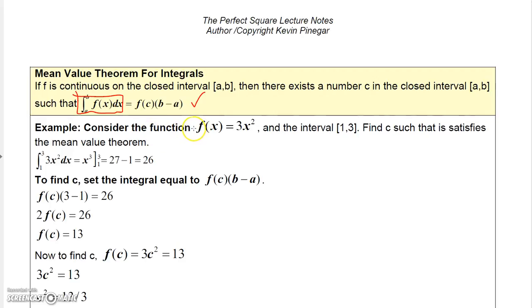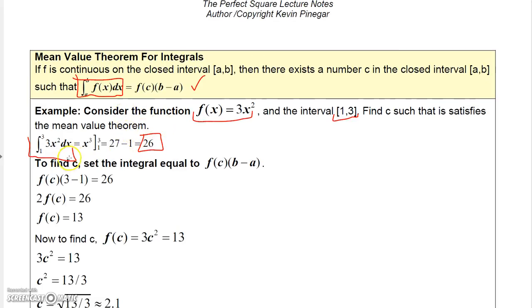So suppose you're given a function 3x squared, and you're given the interval from 1 to 3, and it says find c that satisfies this mean value theorem. Well, the first thing I want to do is find what this integral would be from 1 to 3. So I'm going to evaluate the integral of 3x squared dx from 1 to 3. I intentionally gave you an easy one here. This is just the integral of x cubed from 1 to 3. And if you evaluate that using the fundamental theorem of calculus, that's 3 cubed minus 1 cubed, which is 27 minus 1, or 26. So that's the value of the integral.